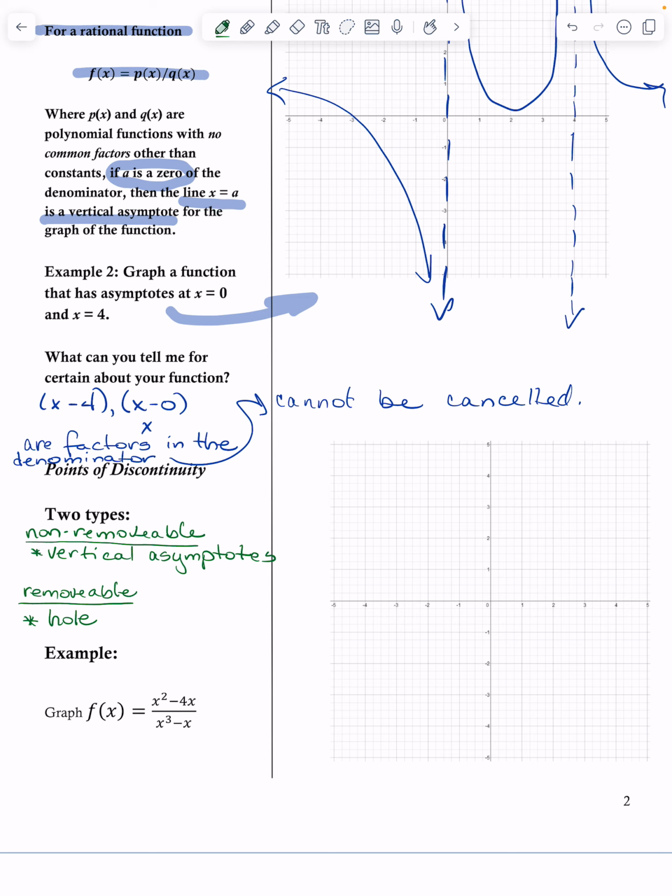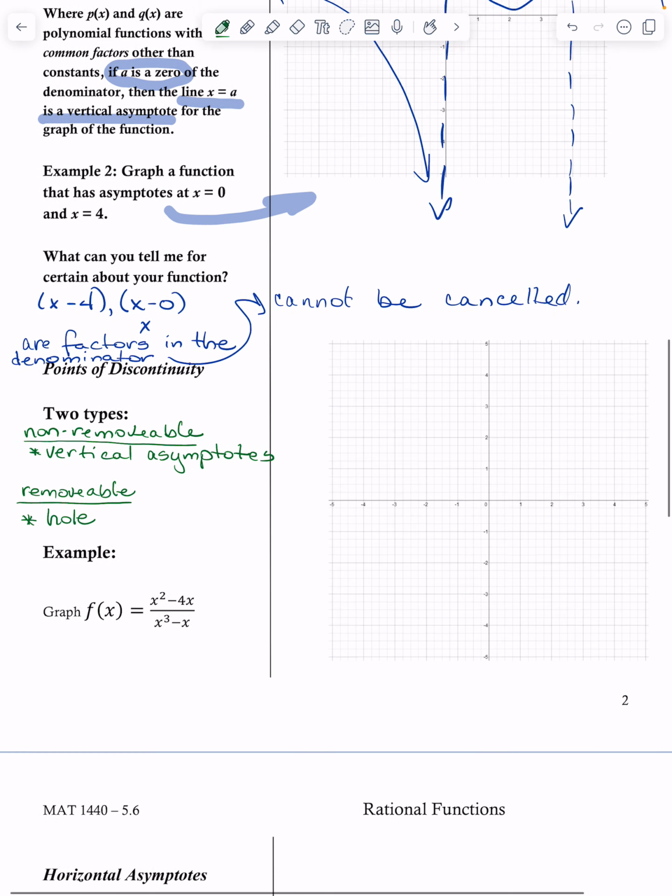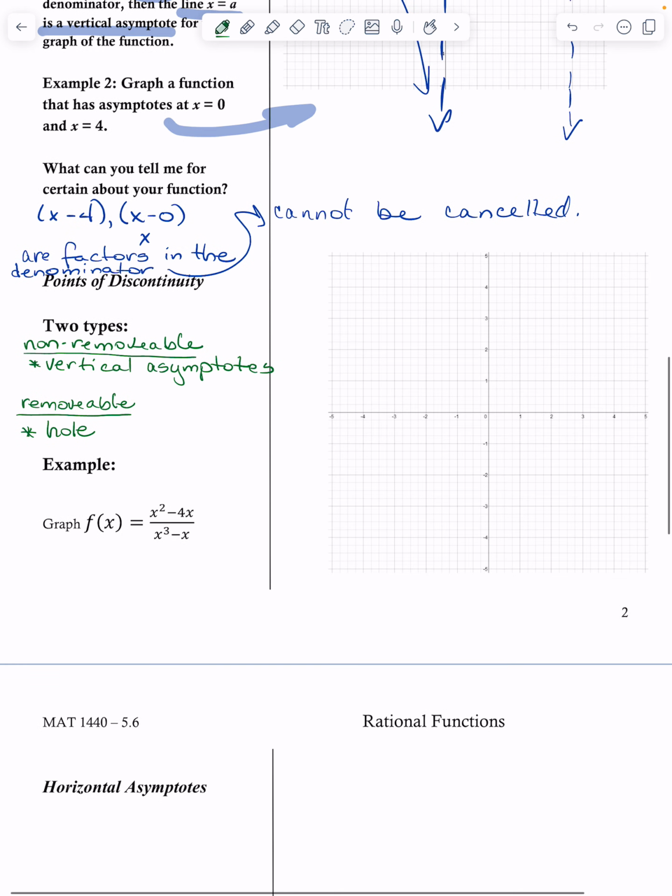The thing is, you have to know where those holes are, because if you graph on a graphing calculator, even in Desmos, they're not going to show you the holes in the graph unless you hover over that point specifically. Okay. So let's take a look at how this plays out in f of x. I'm going to factor the numerator. I get x times x minus 4. And I'm going to factor the denominator, x times x squared minus 1, and I can factor that further.